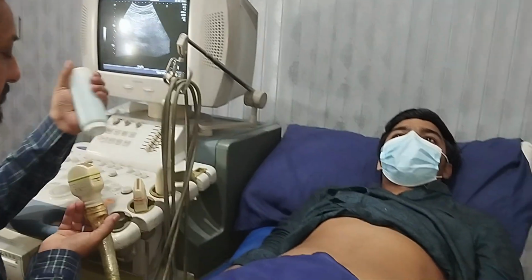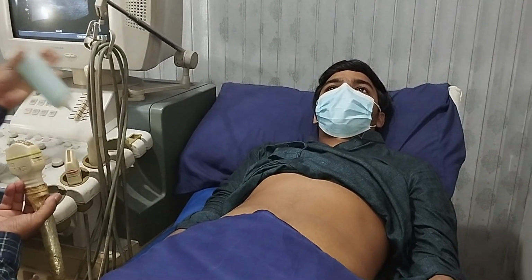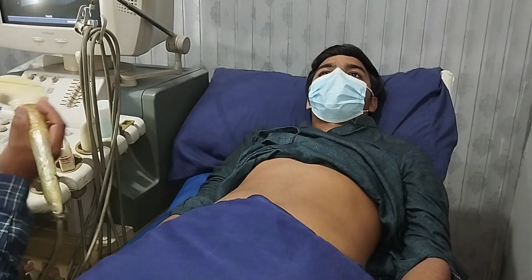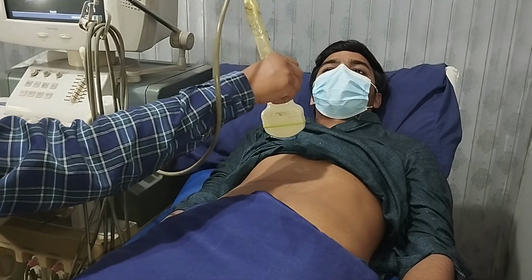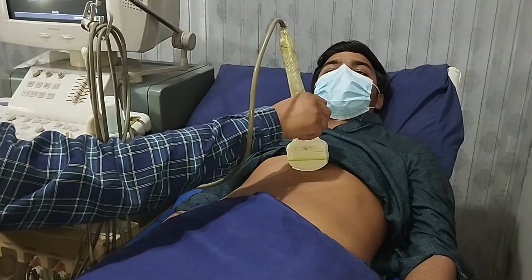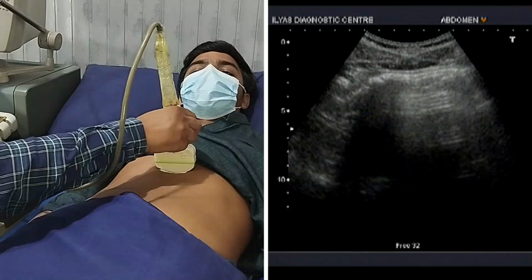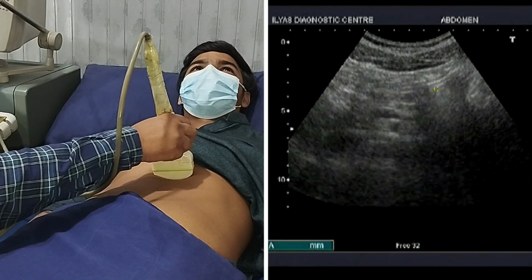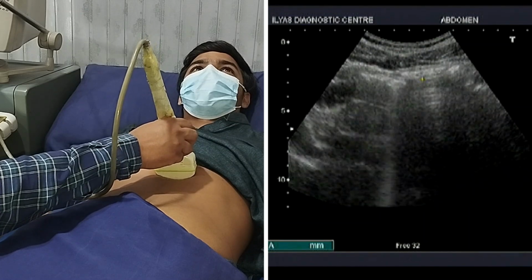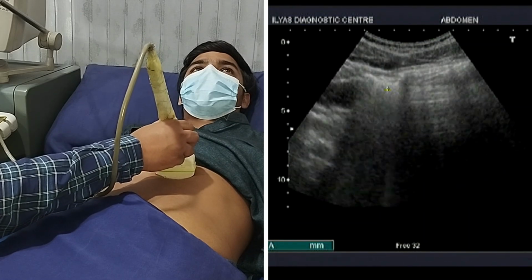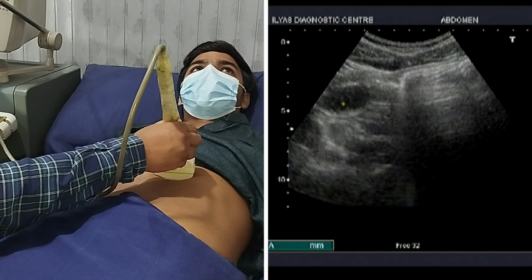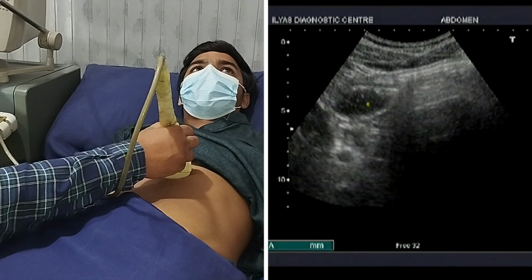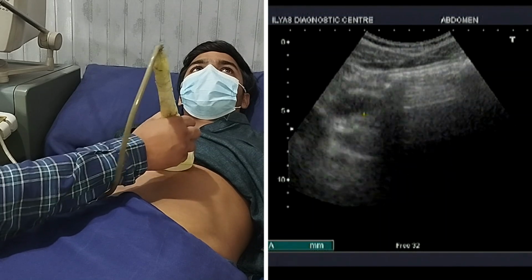I will be using my curved array probe for the purpose. I will apply the gel in the usual manner. Now I will put my probe vertically in the epigastric region. Here I have put my probe. Here you can see a lot of abdominal gases which are obscuring the midline, and this is the stomach. As my patient has taken 1 glass of water, this is the fluid-filled stomach.